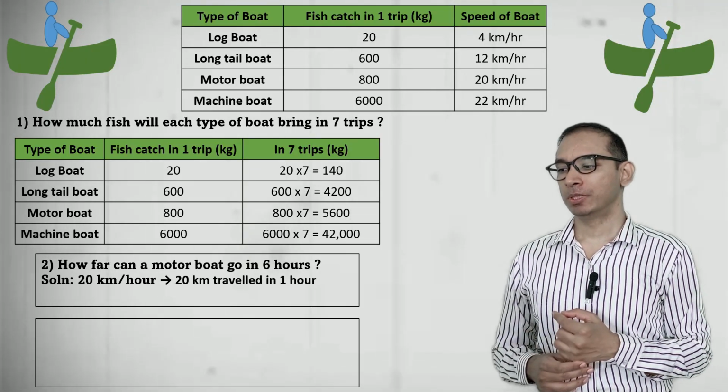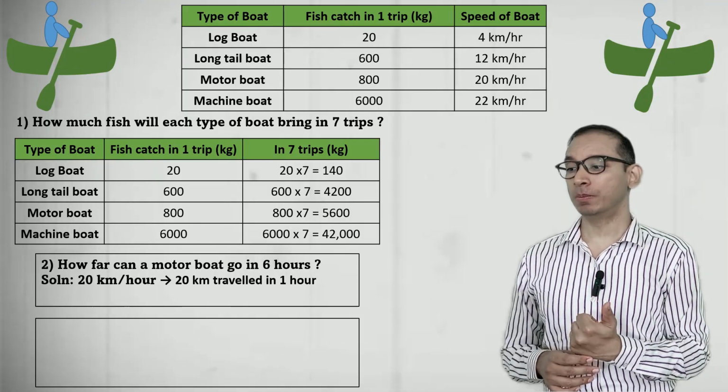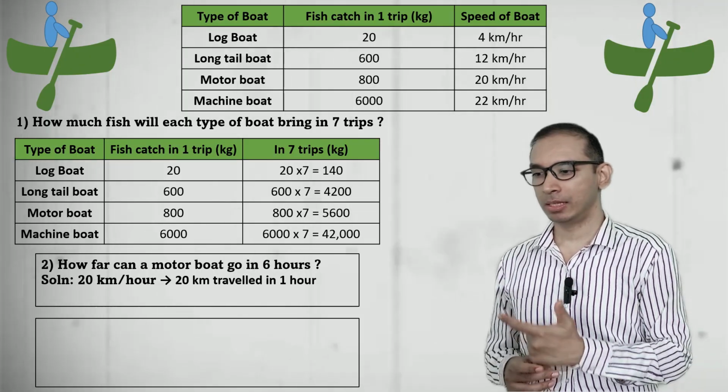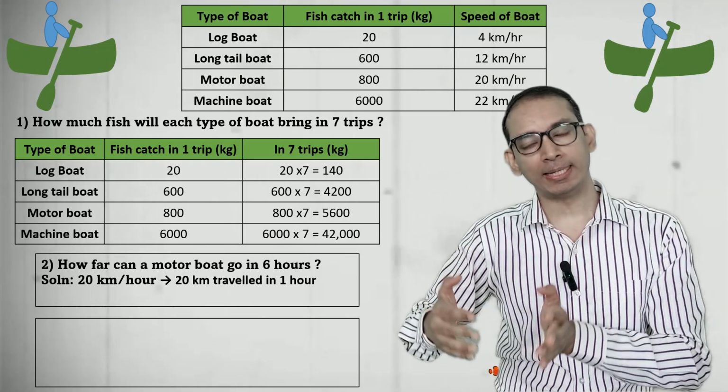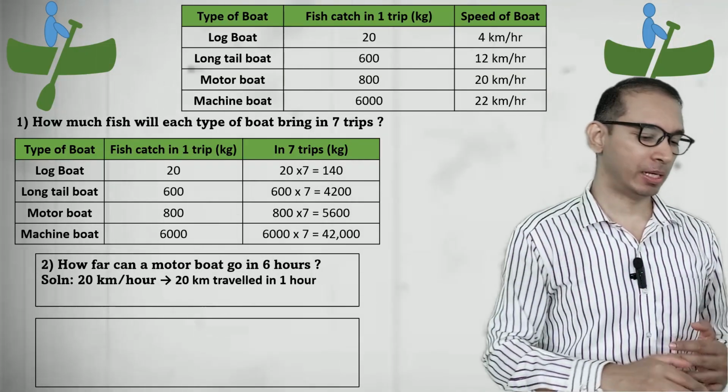Second part of the problem is, how far can a motorboat go in 6 hours? Very easy. Once again, 6 hours, the distance traveled is 20 into 6, which is 120 kilometers.